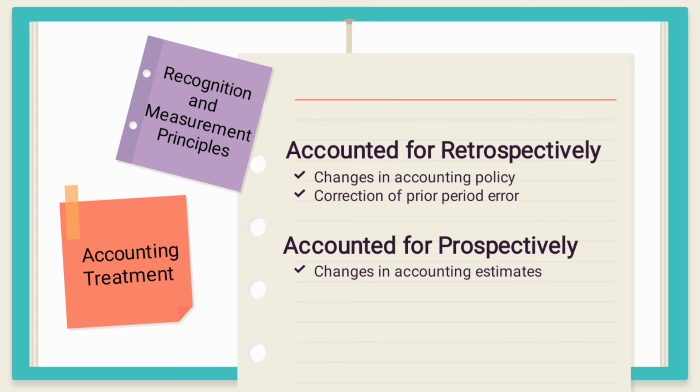Sa accounting treatment naman, accounted for retrospectively and accounted for prospectively. Sa changes in accounting policy, kailangan mong baguhin yung past accounting records mo from the start to comply sa bagong accounting policy na gagamitin mo. Same sa correction of prior period error, kailangan retrospective to dahil maaaring yung error na nangyari noon on the prior period is error then prior to that period.